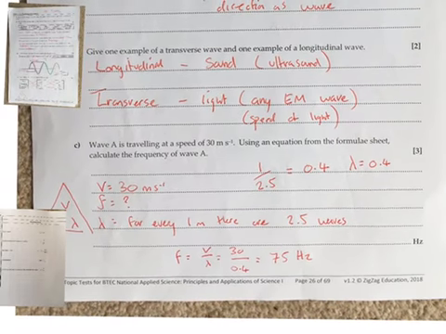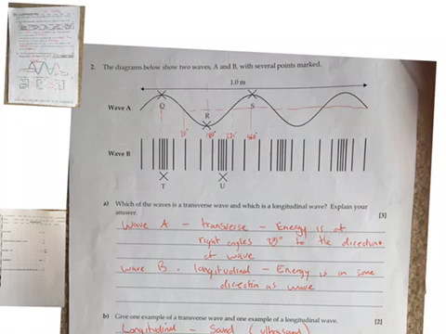Wave A is travelling at 30 meters per second. So I've written that there. Write everything you know. Use an equation from the formula sheet to calculate frequency. Well, what is my frequency? Hang on. What is my wavelength? Well, let's have a look at my diagram. My diagram shows me that this whole thing is 1 meter. How many waves have I got?